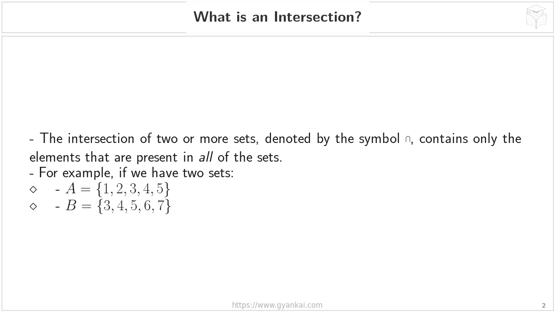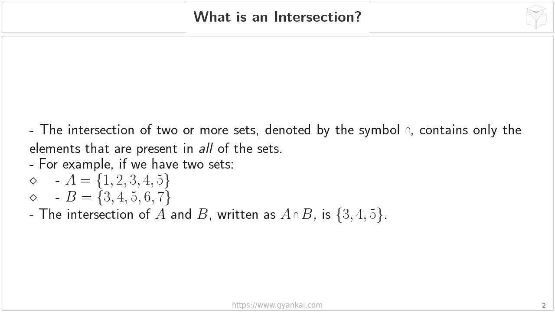Let's look at an example to make this crystal clear. Suppose we have 2 sets. Let's call them A and B. Set A contains the numbers 1, 2, 3, 4, and 5. And set B contains the numbers 3, 4, 5, 6, and 7. Now, what elements do A and B have in common? If you look closely, you'll see that the numbers 3, 4, and 5 appear in both sets.